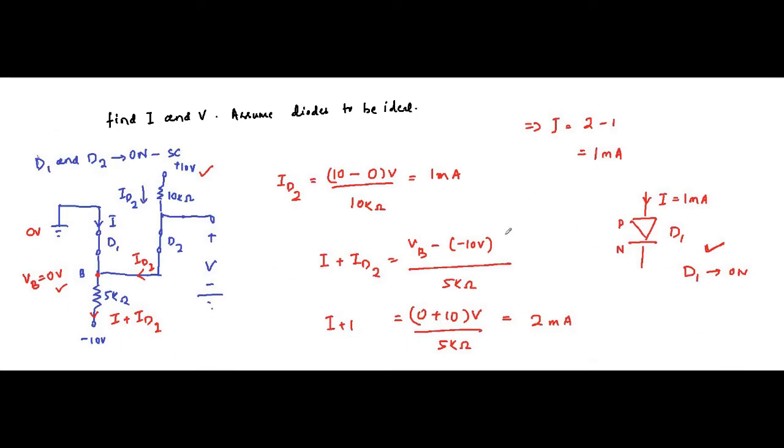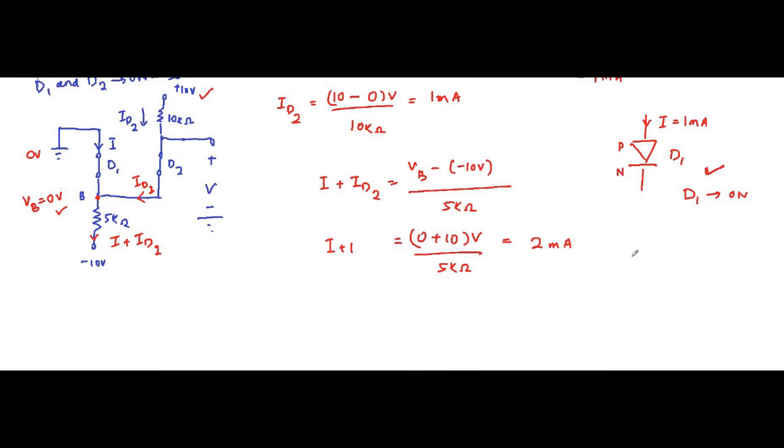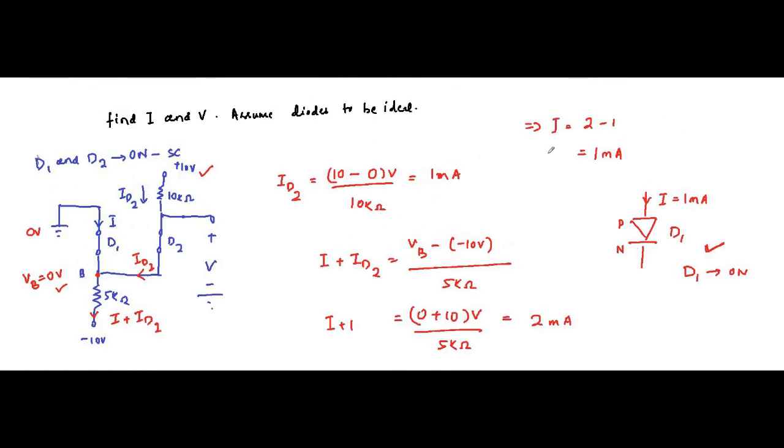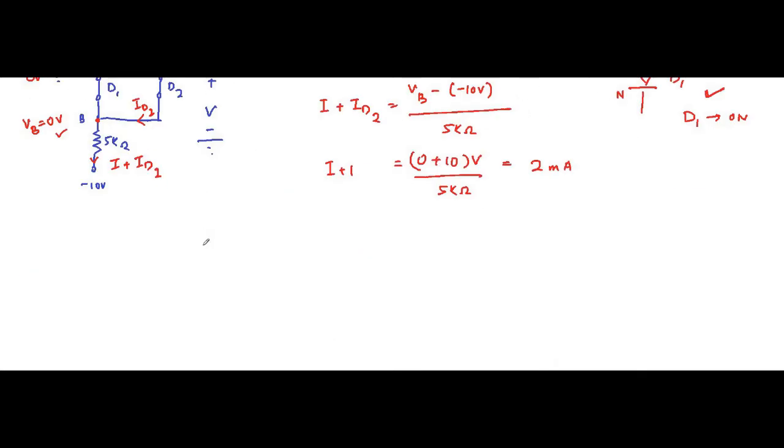It means that both our assumptions, that diodes D1 and D2 are on, are correct, and we have these values: I is equal to 1 milliampere and ID2 is also equal to 1 milliampere. Next is finding out the value of V. If you want to find the value of V, it will simply be like this.